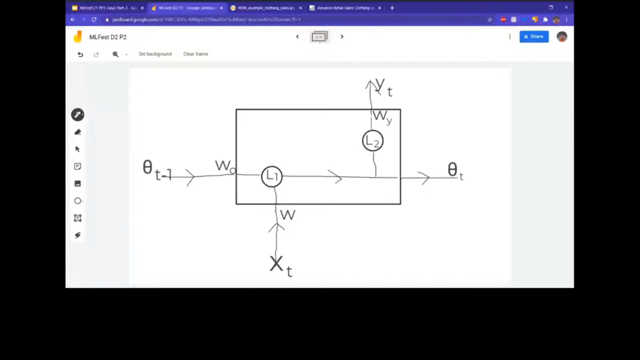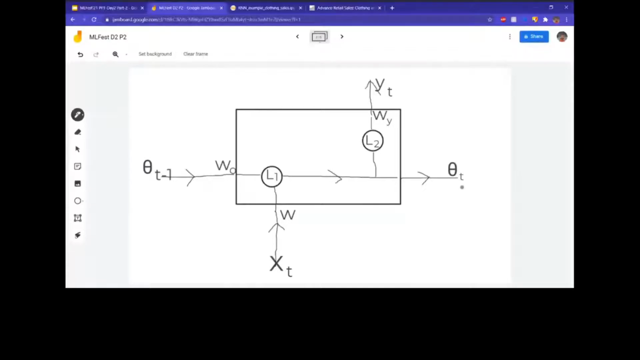So here's our input at x of t, and we'll be multiplying it with the weight, let's say w. And then here's the output from the previous step at theta of t minus 1, and we'll be multiplying it with the weight w naught. I won't recommend writing it as w0 as it could get confusing. So by mixing these two in some way, we will get the output at theta t.